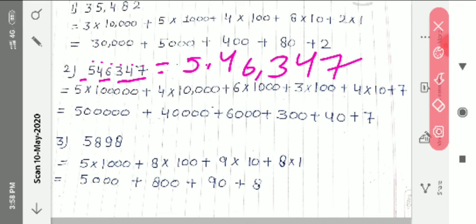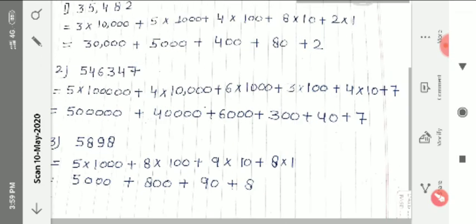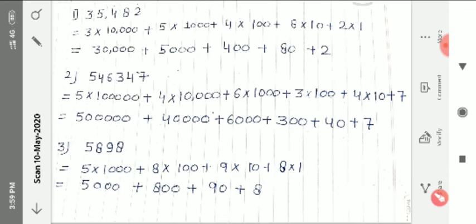Okay, so here 5 is given at lakh place, so 5 multiplied by lakh, 5 lakh, plus 4, which is given at which place? 10,000, so here 4 multiplied by 10,000, and 6 is given at 1,000 place, so 6 multiplied by 1,000. 3 is given at 100 place, so 3 multiplied by 100. 4 is given at tens place, so 4 multiplied by 10, and 7 is given at ones place, so 7 multiplied by 1 will be here.